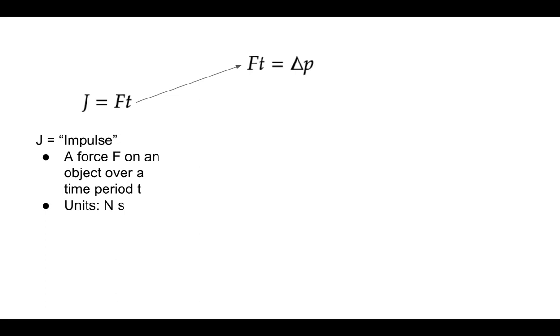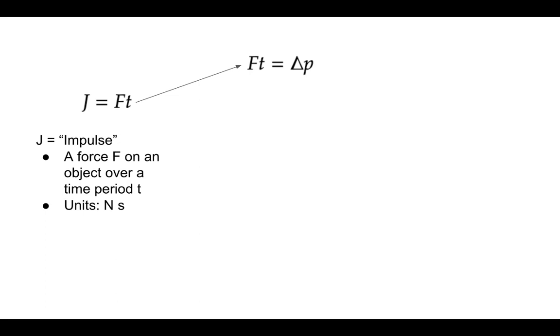We can see that the greater the force, the greater the impulse. The greater the time period in which the force is acting, the greater the impulse. The units for impulse are newtons times seconds. Since impulse is equal to change in momentum, those units have to match our momentum units, which are kilograms times meters per second. If you remember that a newton is mass times acceleration, which is kilograms times meters per second squared, they end up being the same unit. So our units work out here.